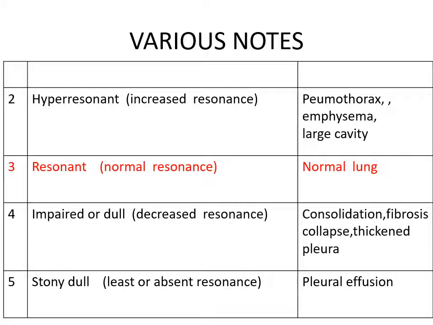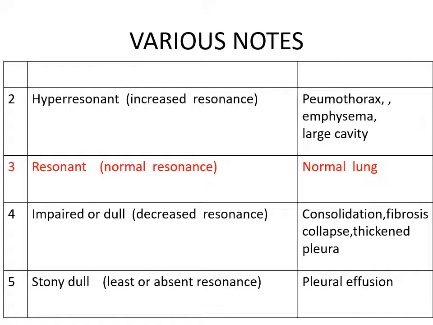Okay, so now, resonant is the normal note in a normal lung. So when the patient is not having anything, when the lungs are normal, we will hear a resonant sound. Now when the resonance has been increased, meaning it has become hyper resonant, that means there can be pneumothorax, COPD, or maybe a large cavity. It can be tuberculosis.